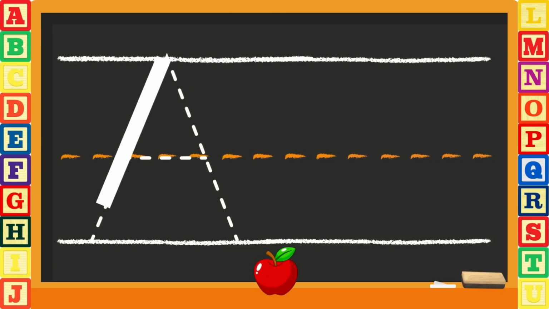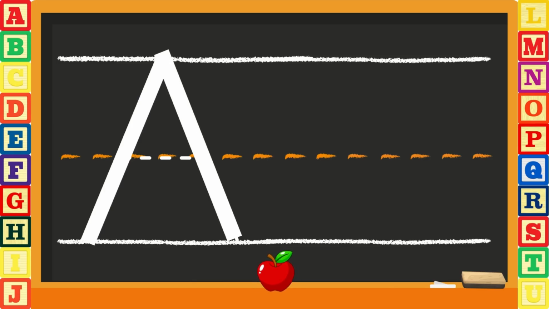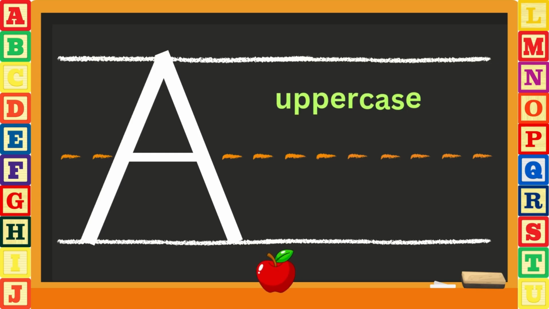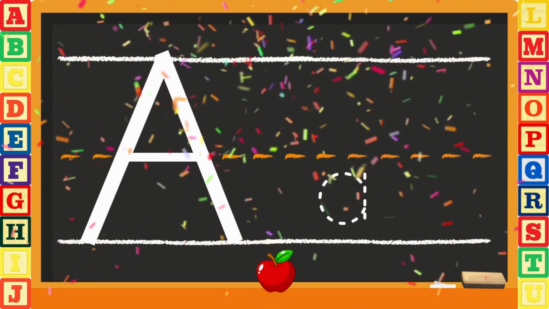Slant down to the left. Now, from the top again, slant down to the right. And finally, draw a line straight across the middle. Now, let's write the small letter A.